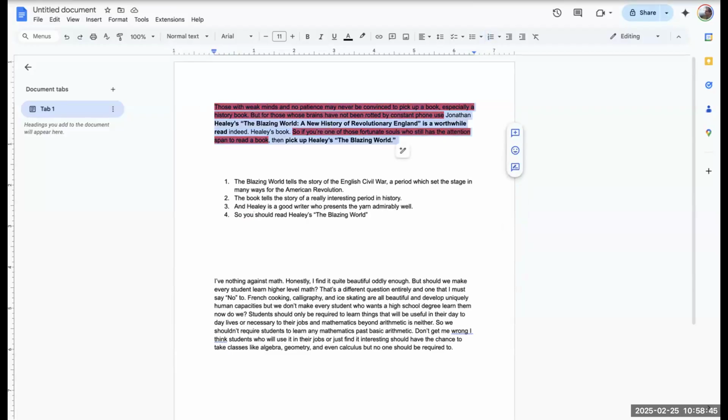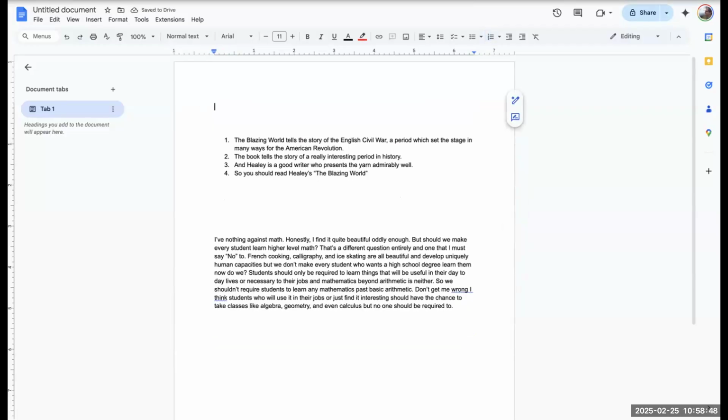We have distilled this argument. Tells the story of the English Civil War, tells a good story, you know, presumably we're interested in the American Revolution. If you're not, this might not be a good reason for you, but it is a reason he offers. Book tells the story of a really interesting period in history. Be a reason to read it, right? If you're going to read a book, especially a history book, interesting period, right? Don't want to read about 30 years where nothing happened, right? There's periods in history where people are happy and living wonderful lives that are not the most fun to read about, right? Healy is a good writer.